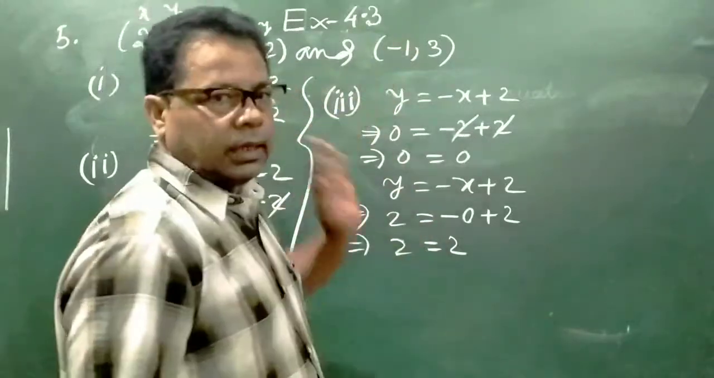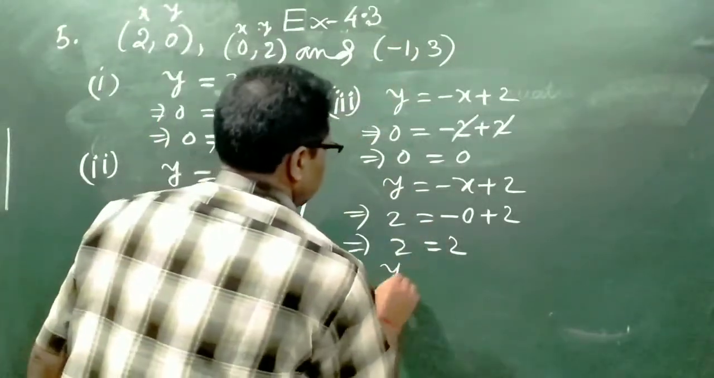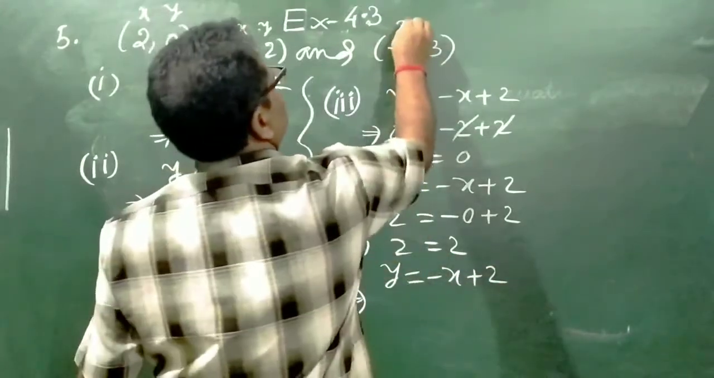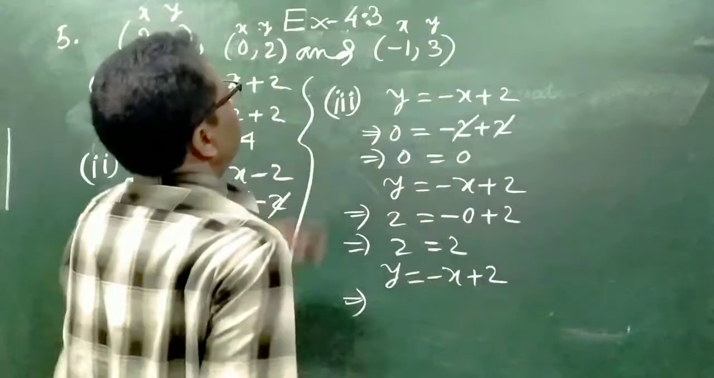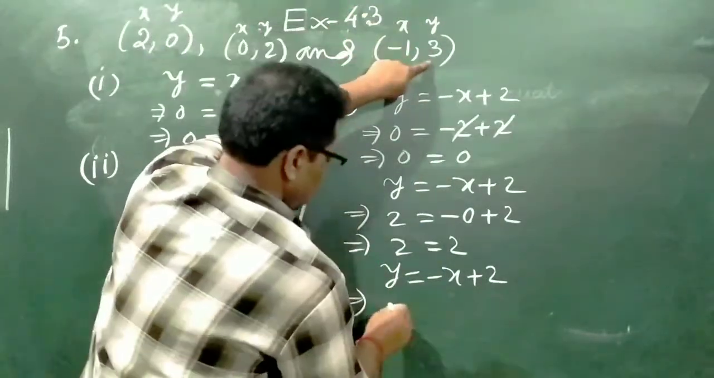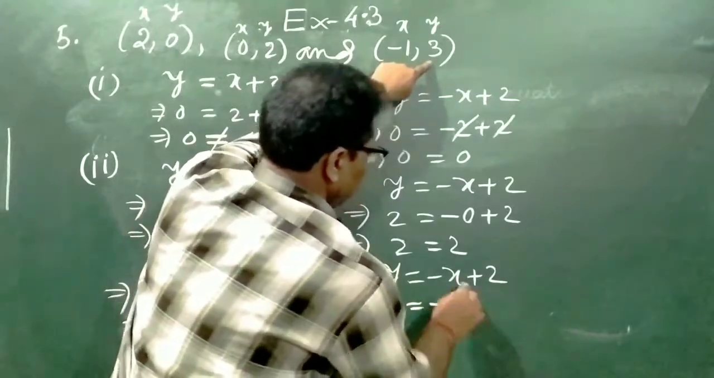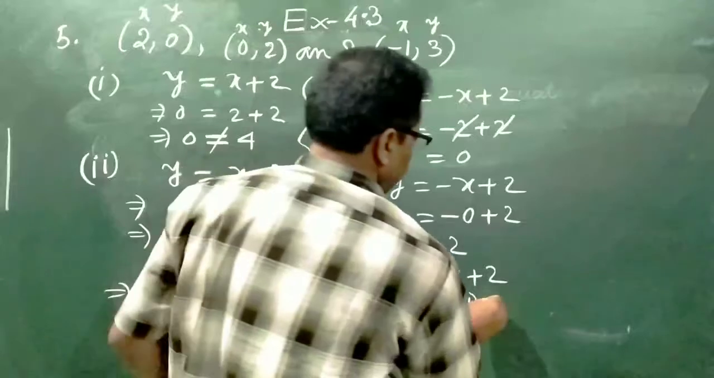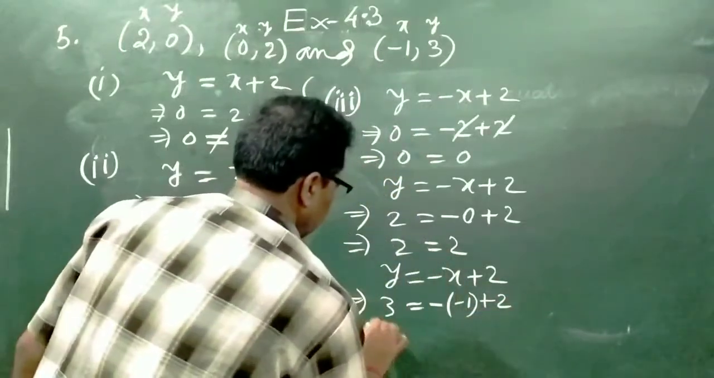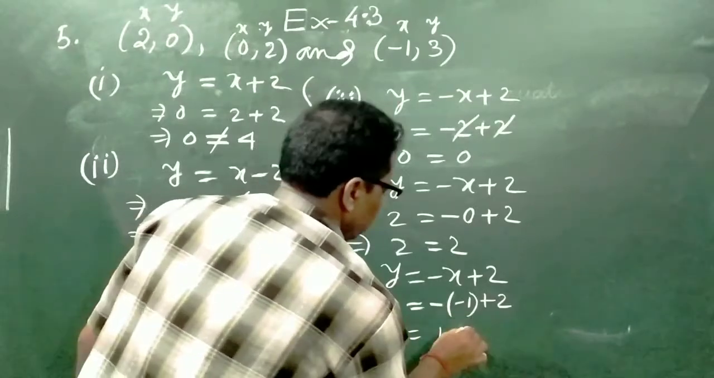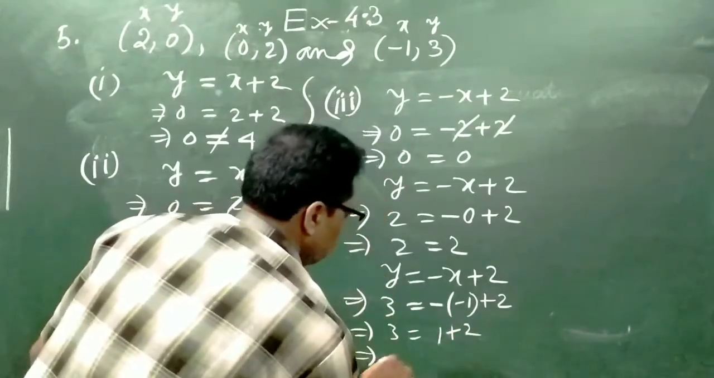Let's go to the third point for checking. Place the values. The first value for x and second value for y. Then the first value is minus 1 here and y value is 3. 3 is equal to minus, the value for x is minus 1, so within brackets we write it, and plus 2. So here 3 is equal to plus minus minus plus 2. Therefore 3 is equal to 3.